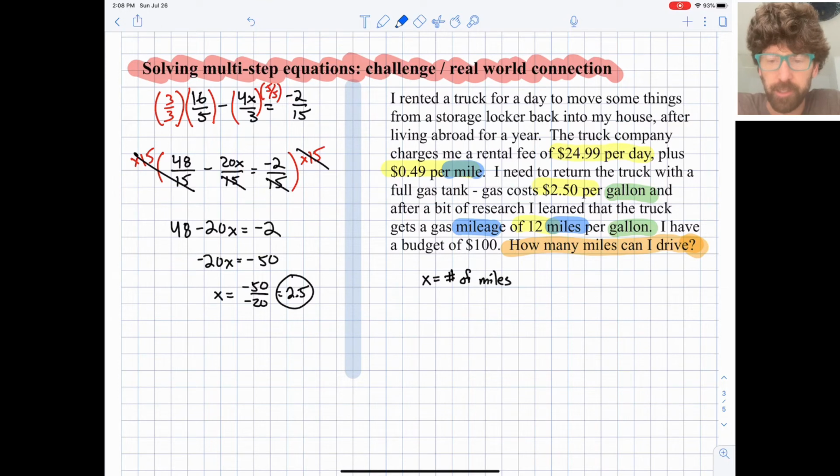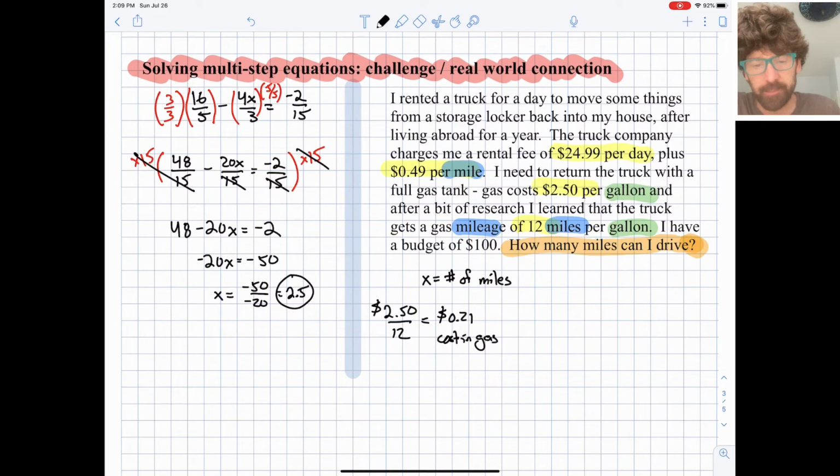What I think I want to do here is I want to look at what's the cost in gasoline of 1 mile. And I'm going to do that first. So if it costs me $2.50 in gas to use 1 gallon of gas, which gets me 12 miles, I can see the cost of exactly getting of gas in driving 1 mile. And so that is going to be, I'm going to round to 2 decimal places, 21 cents. Okay, so that's the cost in gas of 1 mile.